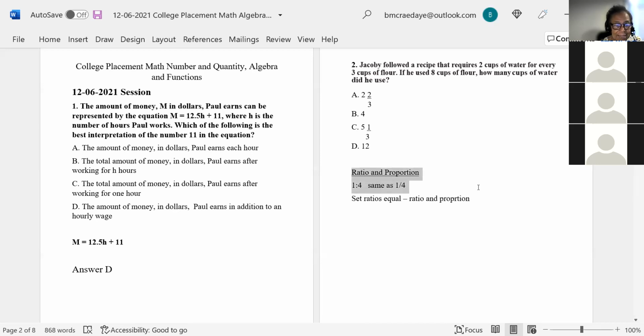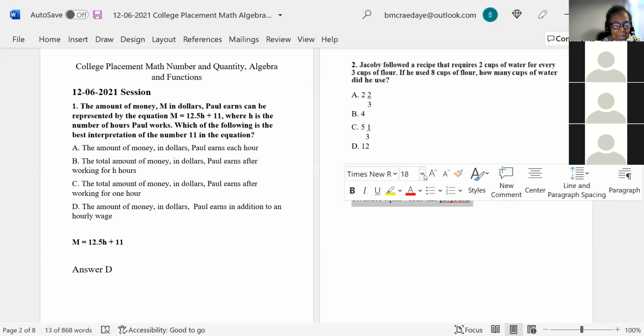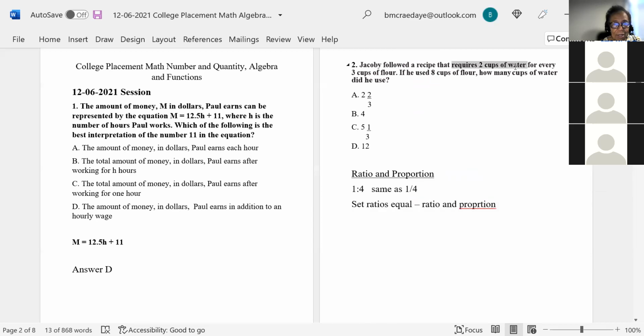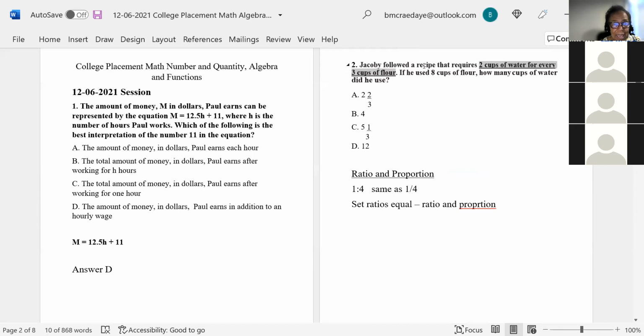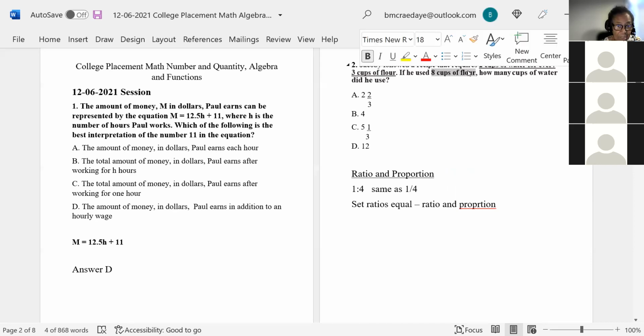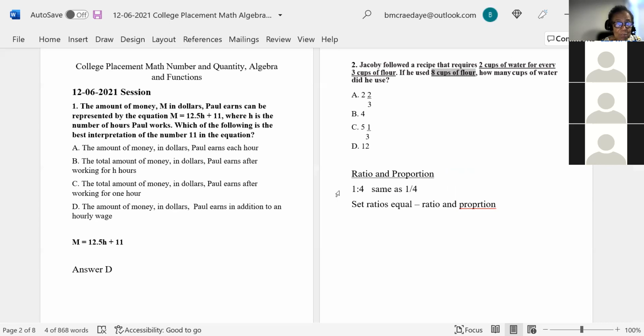Now, let's take the problem we have and set up our ratio. Now you have 2 cups of water for every 3 cups of flour. So that's one of our ratios. The other one is the 8 cups of flour, and we need to find how much water. So one ratio would be 2/3, right? We'll put 2 over 3.